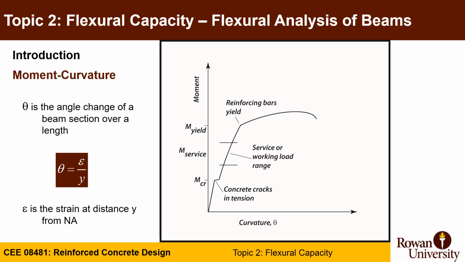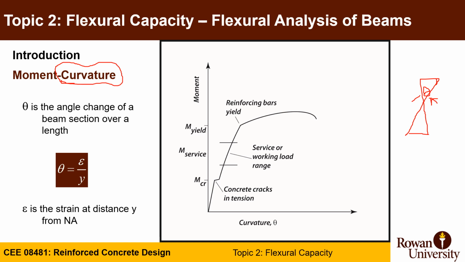One major item or metric that we need to know is curvature. Curvature is the slope of the strain in the strain diagram, or rate of change of strains per depth of the cross section. So this is what we call phi or theta.